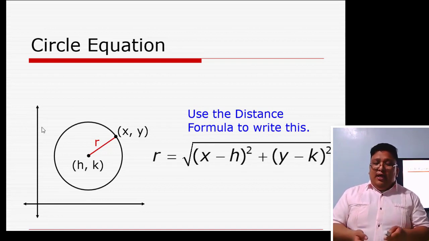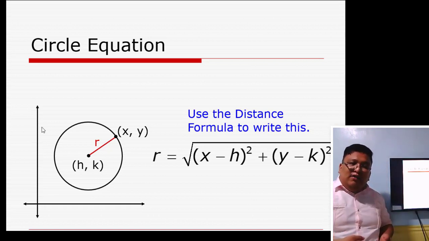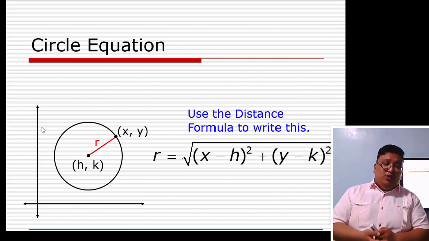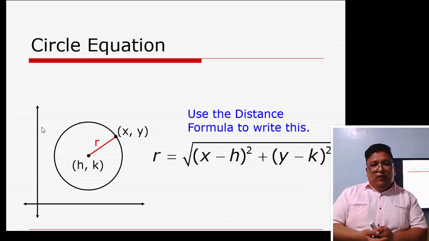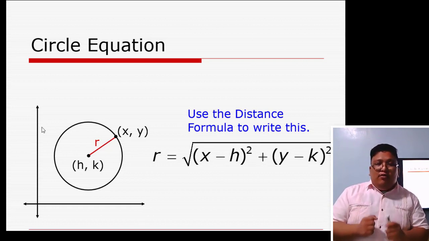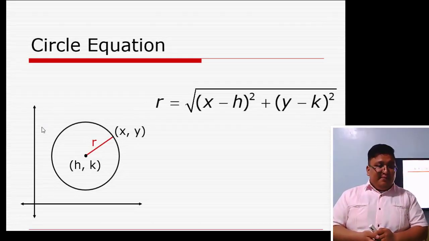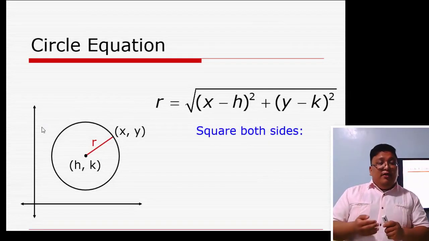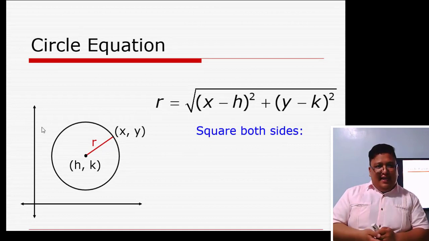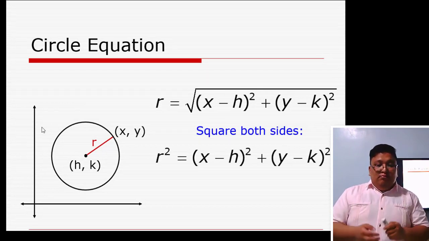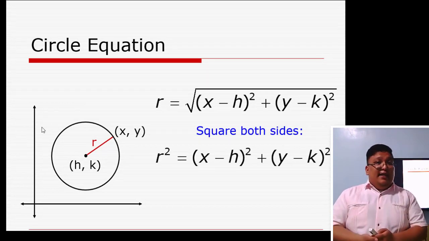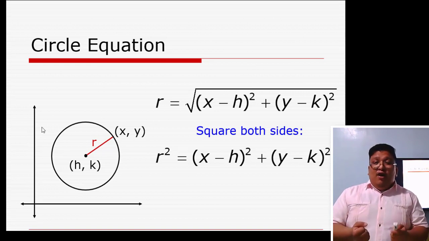The distance formula looks like this. R is equal to square root of x minus h squared plus y minus k squared. From this, we're going to derive the equation of a circle. Okay? First, you need to square both sides. Why do we need to square both sides? It is in order for us to eliminate the radical sign.